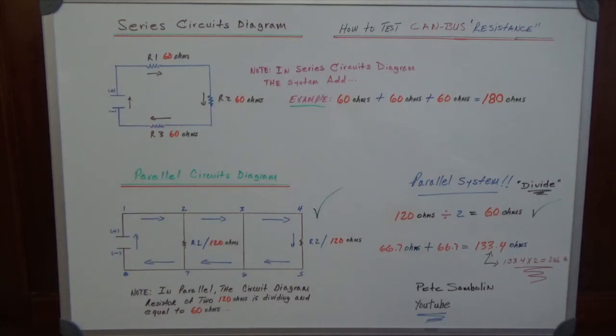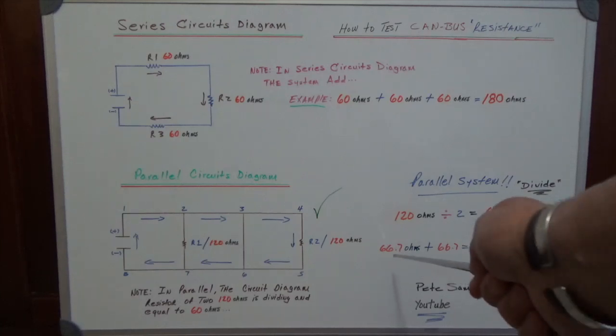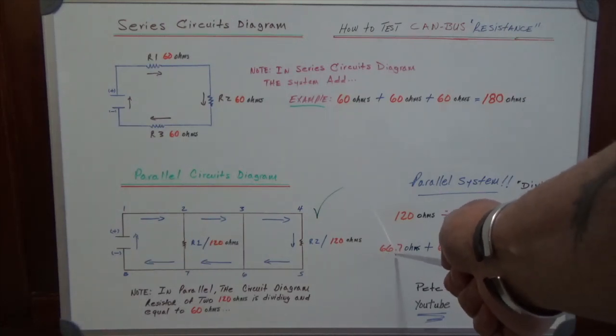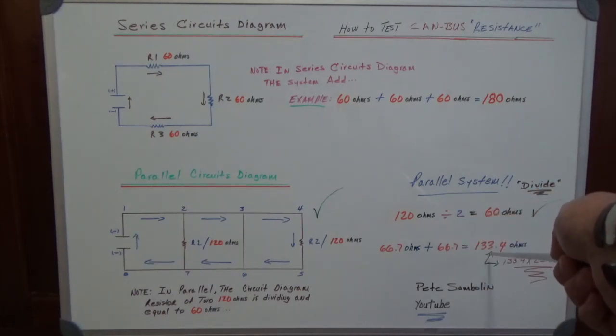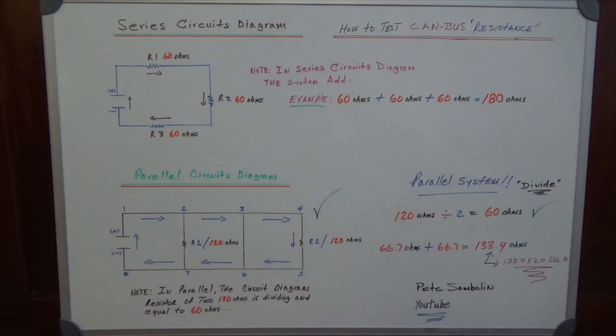And the test that we're going to see in the video, I'm going to use two resistances in series of 66.7. This adds up to 133.4, give or take. So if you use a series of two resistors here, it will equal 133.4 times 2 equals 266.8. So that is what's going to be in the circuit that you're going to measure.